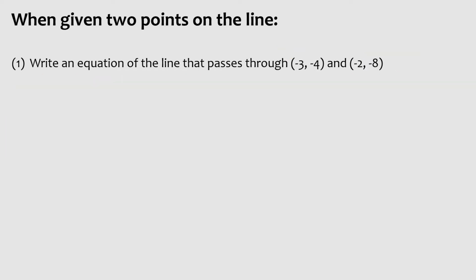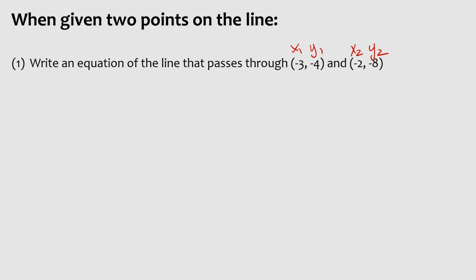Okay, so now we have a problem where we're given 2 points on the line. Write an equation of the line that passes through the point -3, -4, and the point -2, -8. Now, I'm looking at this, and I'm seeing I don't have a slope. Well, we do have 2 points, so that could be my x1, y1, and my x2, y2. Well, hey, if I have 2 points, I can use that in my slope formula.